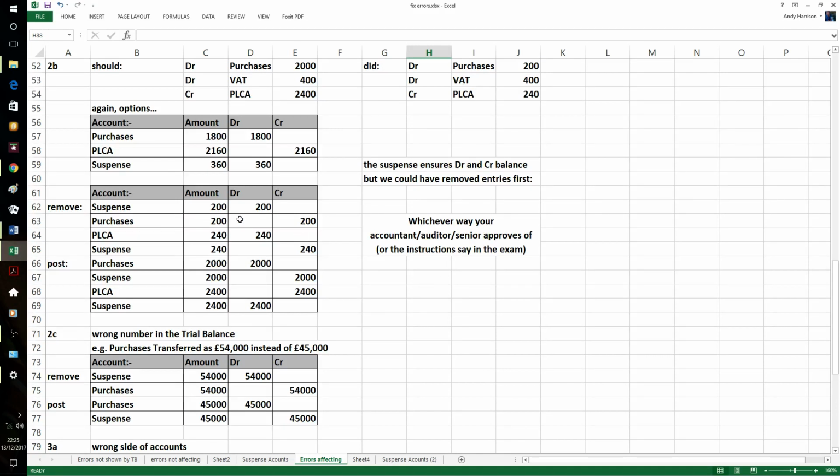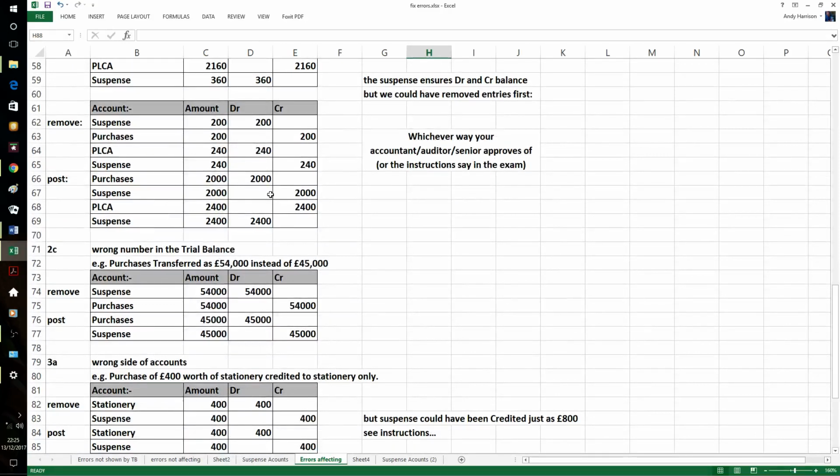This one, I've removed the purchases and then balanced it off with a suspense account, removed the purchase ledger control account, double entered into the suspense account, and then posted correctly with the double entries, being a suspense account all the way. So different ways of doing it. I could have turned those four suspense account entries into one debit entry as well, so I would have had fewer rows to deal with.